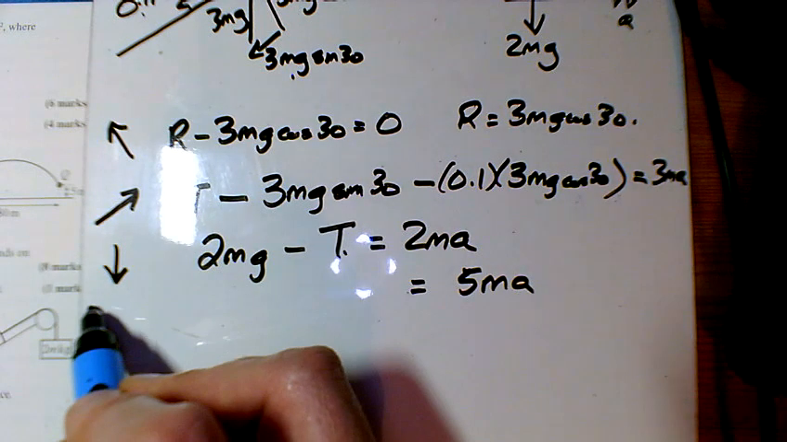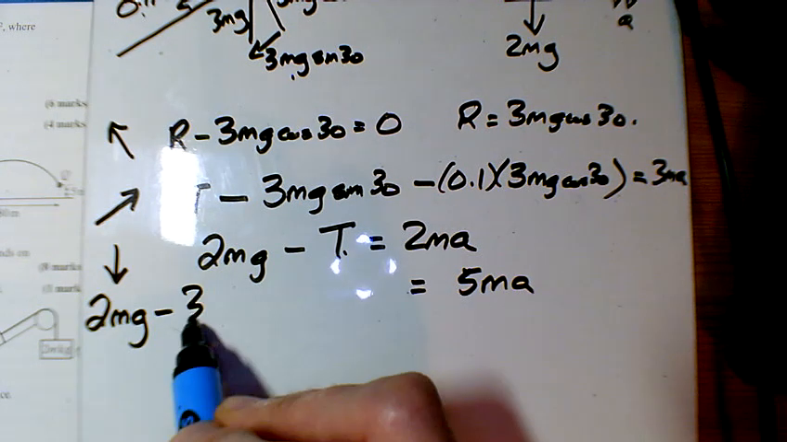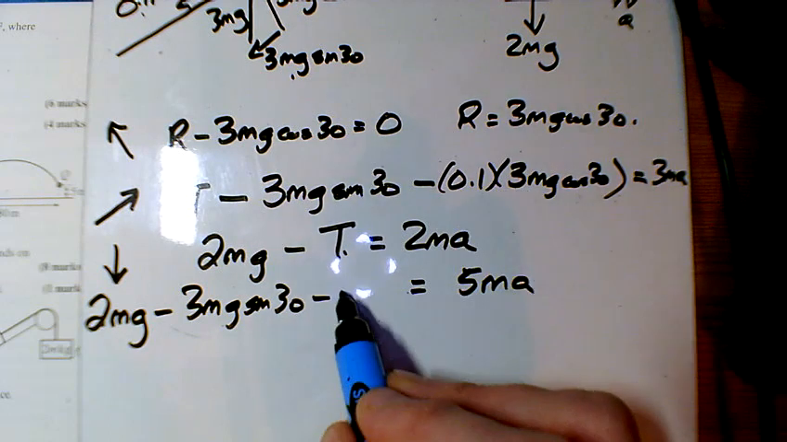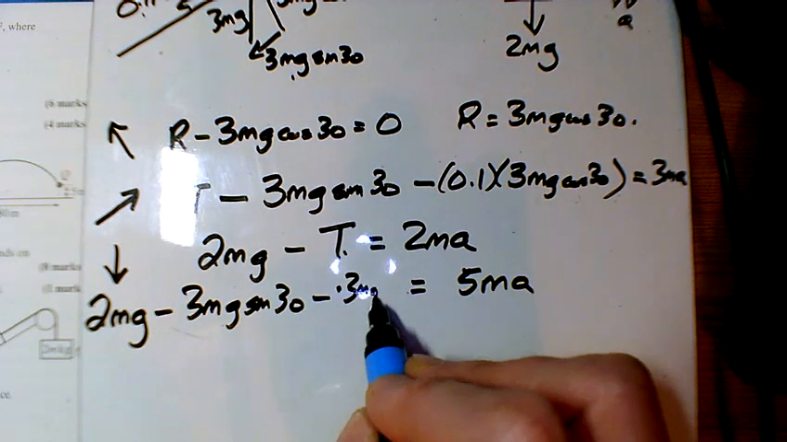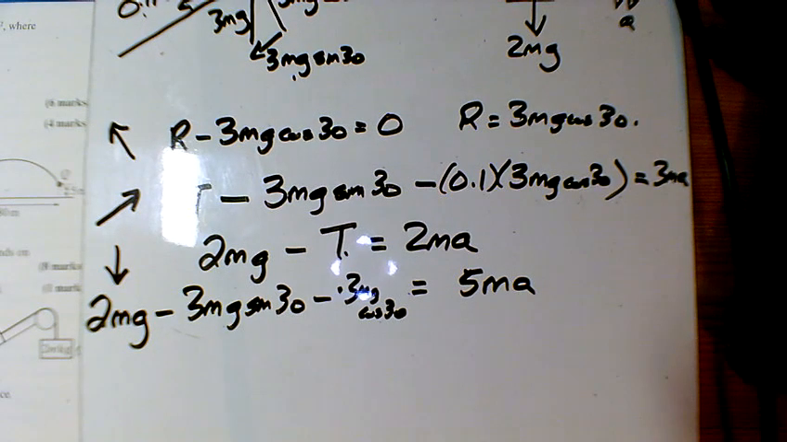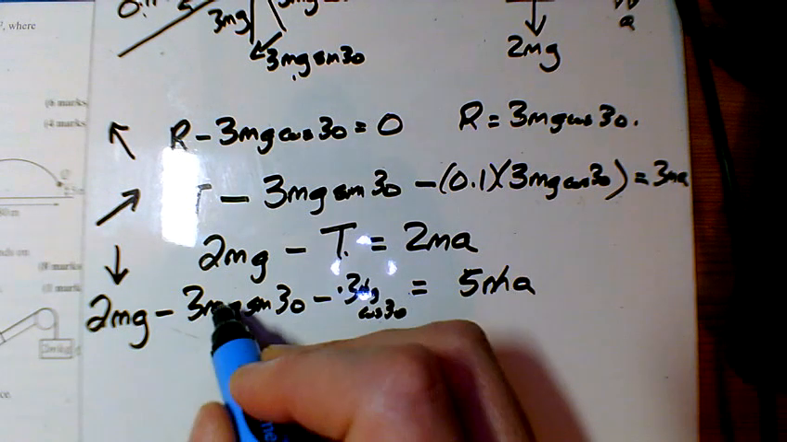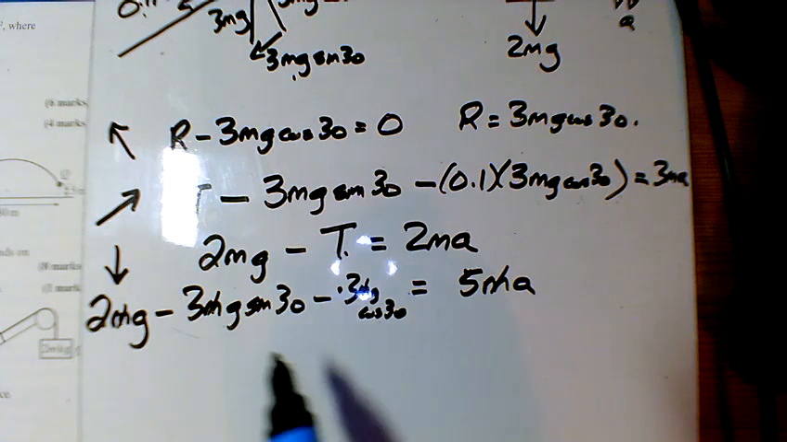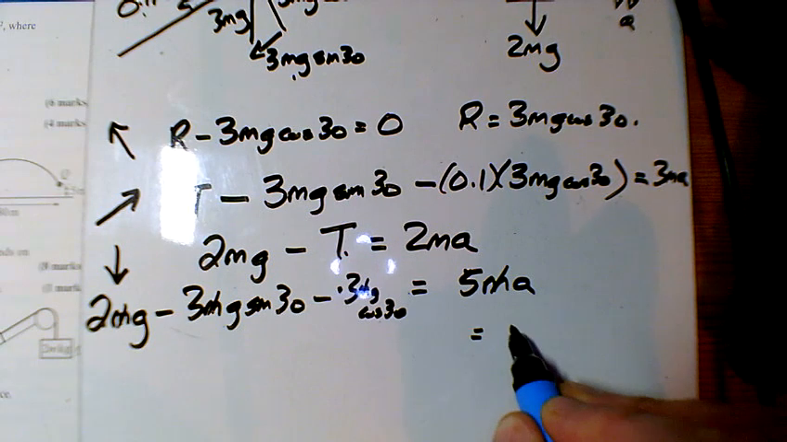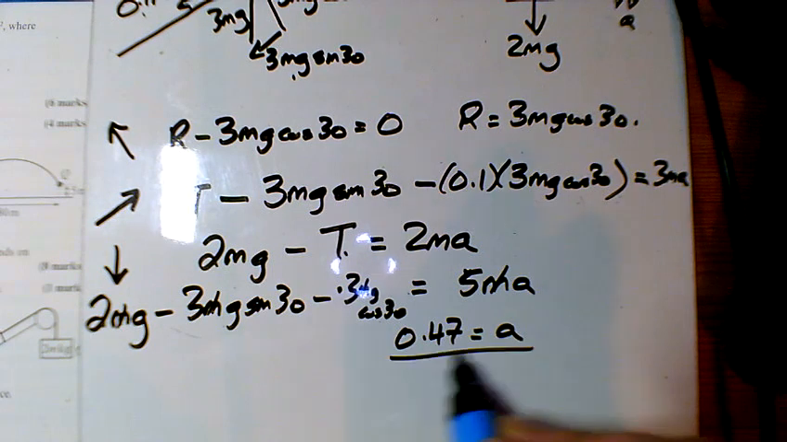And on this side, I'm going to get 2mg, take away the 3mg sin 30 and take away, well, I've got 0.3 there, mg cos 30. Notice that although they didn't tell you m, all the m's can now cancel. I've got an m there, and there, and there, and there. I can tap all of that into the calculator and divide by 5. And after all of that, I can find that my acceleration is 0.47 meters per second squared.